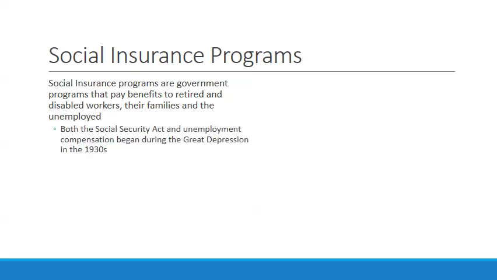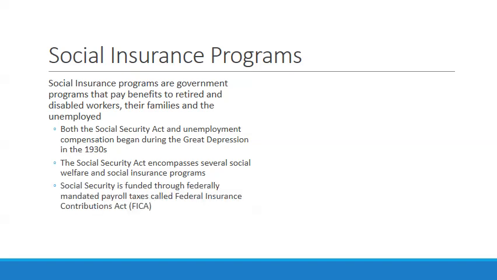Both the Social Security Act and unemployment compensation began during the 1930s, during the Great Depression. Unemployment compensation was designed to be temporary. Social Security, of course, was not. The Social Security Act encompasses several welfare and social insurance programs. And Social Security is funded through federally mandated payroll taxes called FICA.